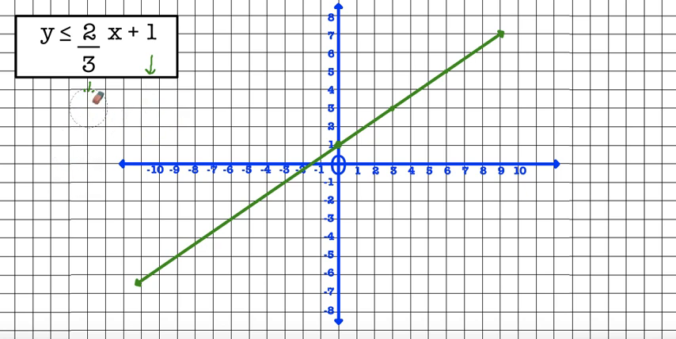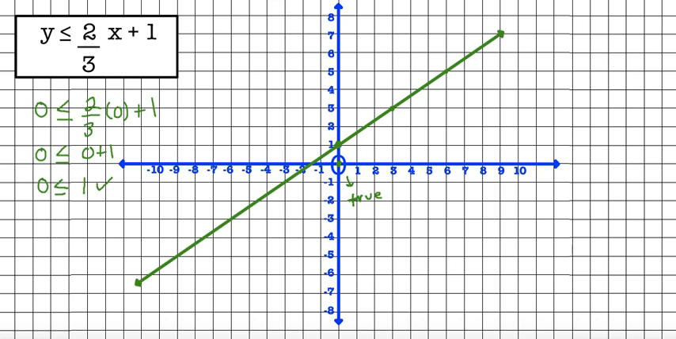And now we're going to see which section we could shade. So (0, 0) is available because this line does not go through it. So we could see if this point is true. So 0 is less than or equal to 2/3 times 0 plus 1. So 0 is less than or equal to 2/3 times 0, which is 0, plus 1. 0 is less than or equal to 1, and this is true. So this point is a true statement.